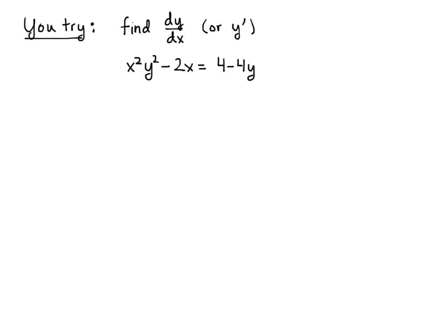All right, so here it is. So, the product rule is going to play into here. So we take the derivative of x squared, which is 2x, and multiply that by y squared. And then we're going to add x squared plus the derivative of y squared, which is 2y prime. The derivative of negative 2x is just negative 2. The derivative of 4 is 0. The derivative of negative 4y is negative 4y prime.